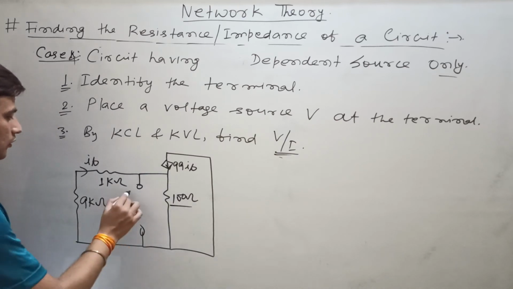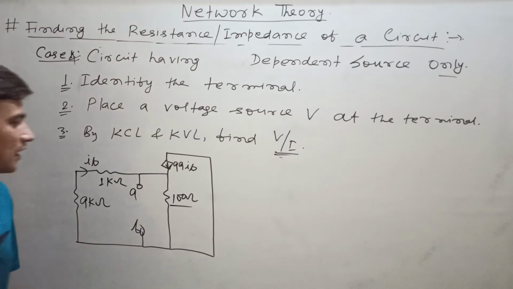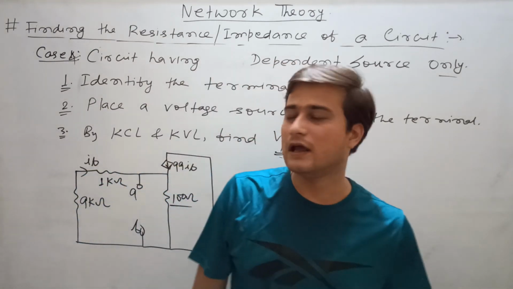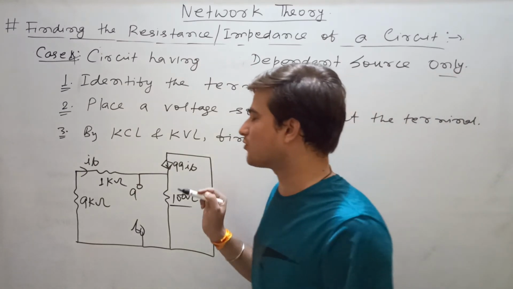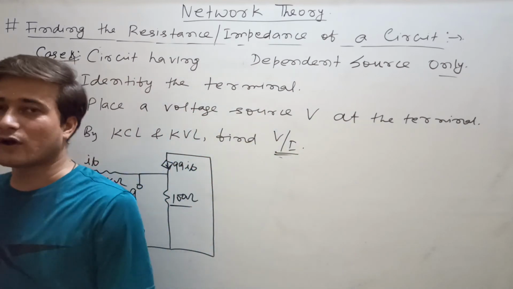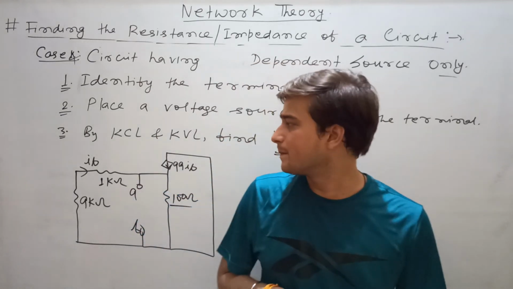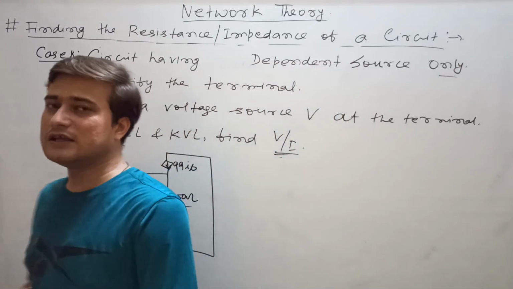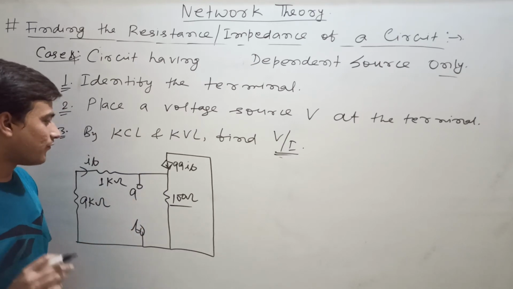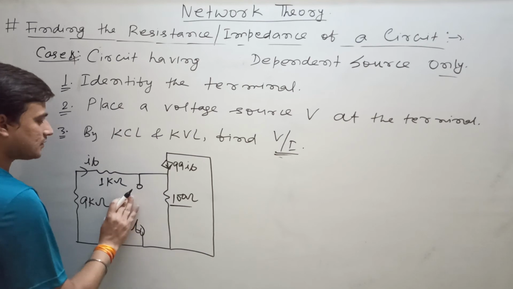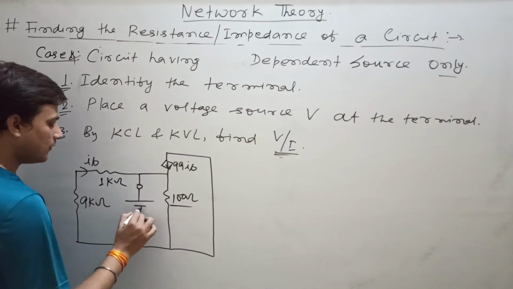Now what you have to find? You have to find RAB. This question was asked in the GATE examination in electrical engineering, most probably in GATE 2013, where the network and control portion was common for electrical, electronics and instrumentation engineering students. So here let us see how to find RAB. First step, we have already identified the terminal. Second step is we will connect a battery V.